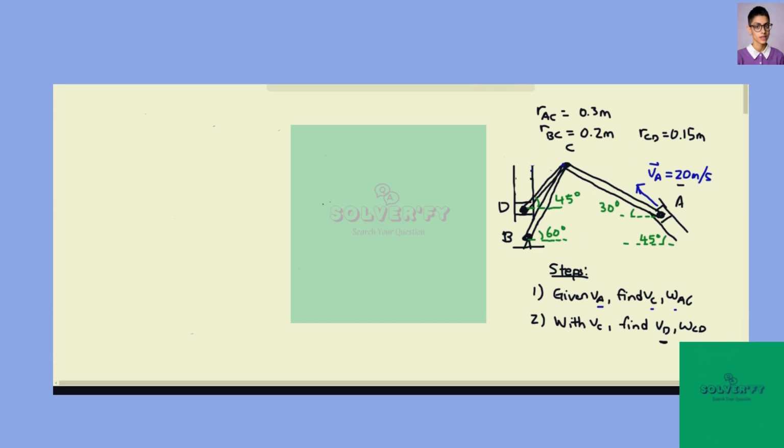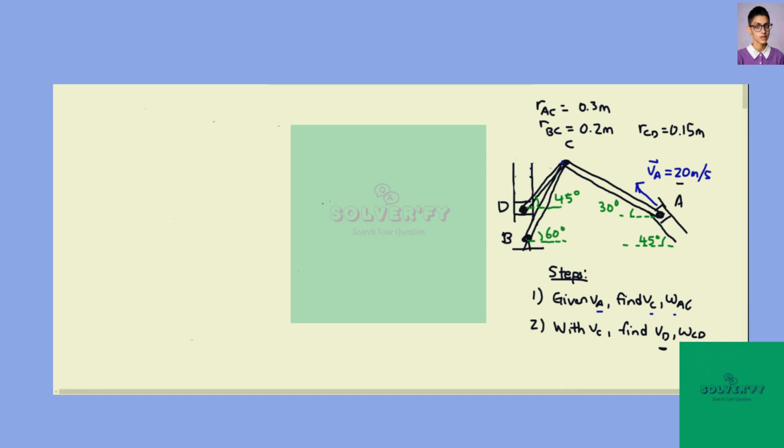In this question, it is about a mechanism that's being used in a riveting machine. It consists of a driving piston A, 3 links, AC, CB, and CD, and a riveter that's attached to a slider block B. At the instance shown, the piston A is traveling at a speed of 20 meters per second along this 45 degrees track. We will need to determine the velocity of block D.